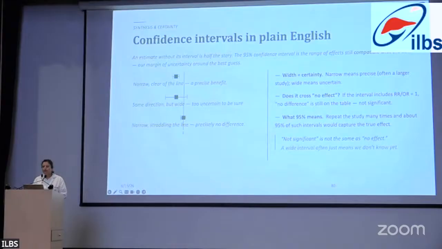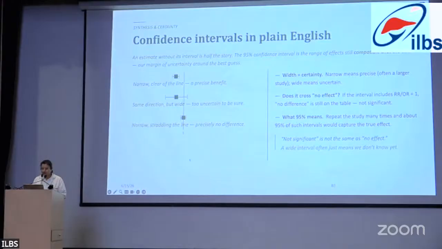Then what are confidence intervals? An estimate without an interval is only half the story. So the 95% confidence interval is the range of effects still compatible with the data. Think of the confidence interval as the margin of certainty. If it is narrow, this is a precise benefit. If it is too wide, we are too uncertain to be sure. And if it is narrow but straddling the line of no effect, then there is precisely no difference. So width equals certainty.